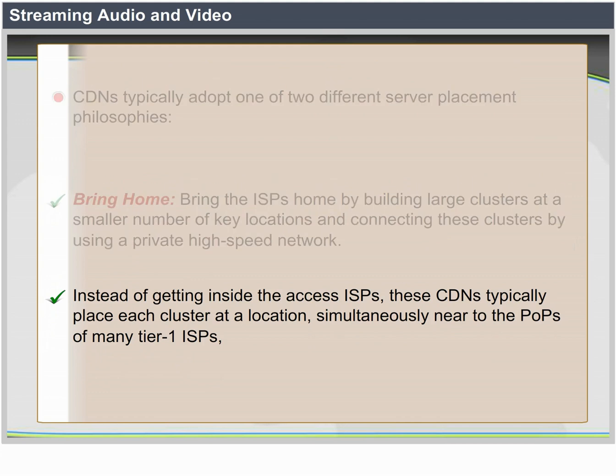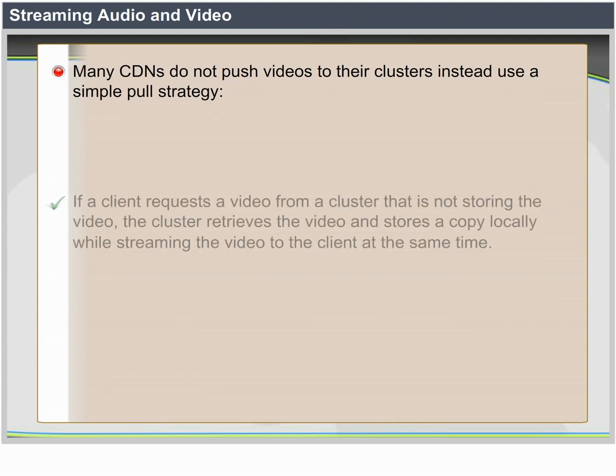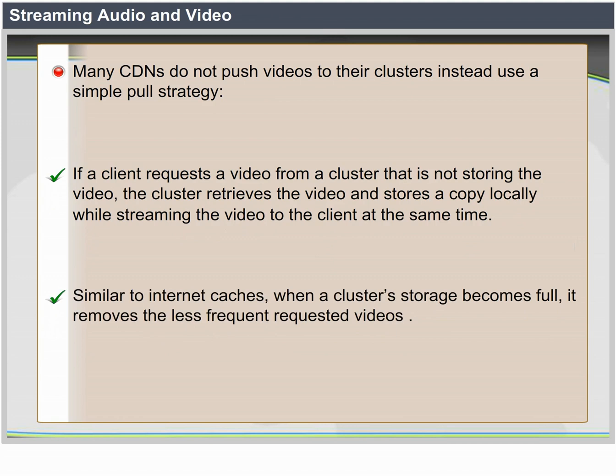Many CDNs do not push videos to their clusters, but instead use a simple pull strategy. If a client requests a video from a cluster that is not storing the video, then the cluster retrieves the video and stores a copy locally while streaming the video to the client at the same time. Similar to internet caches, when a cluster's storage becomes full, it removes videos that are not frequently requested.